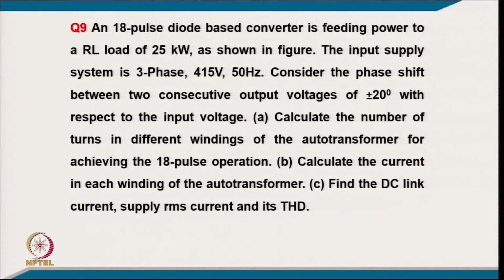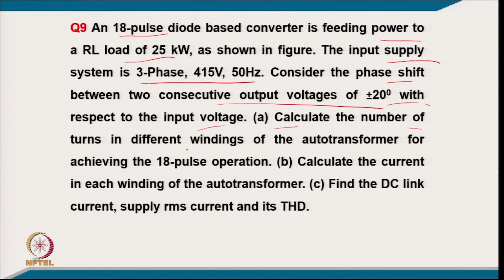Coming to example 9, an 18 pulse diode bridge converter feeding power to an RL load of 25 kilowatt, as shown in the figure. The input supply is 3 phase, 415 volt, 50 hertz. Consider the phase shift of 2 consecutive outputs as plus minus 20 degree with respect to the input voltage.